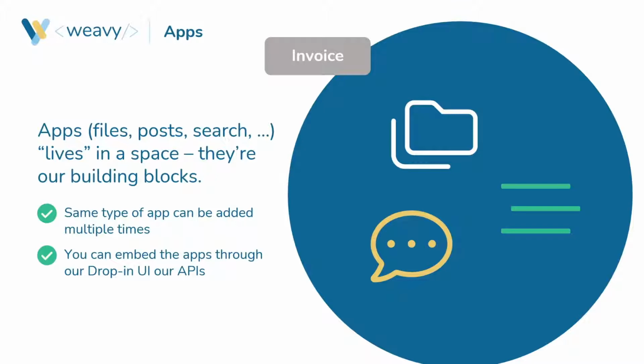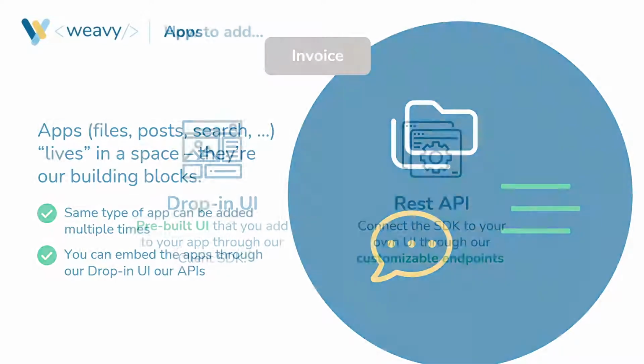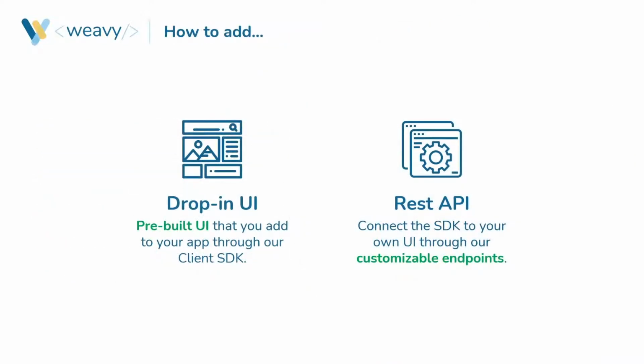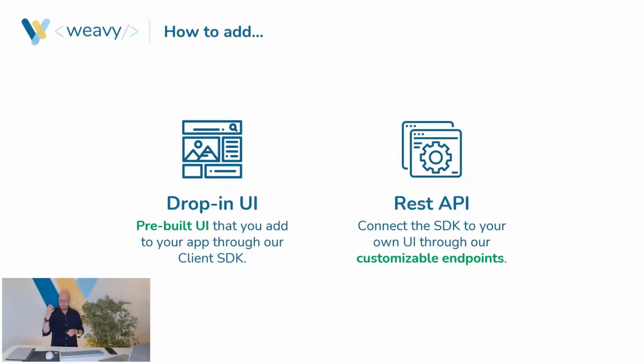These apps you can embed into your app through two concepts within Weavy: the drop-in UI or APIs. And that brings us to how we actually add it from a practical point of view. The drop-in UI is literally what it sounds like. It's a pre-built UI. With a couple of lines of code you have the feeds, file sharing, and messaging within your app. And obviously you can style it. It's going to look like yours, not like Weavy. That is primarily what our users are doing today.